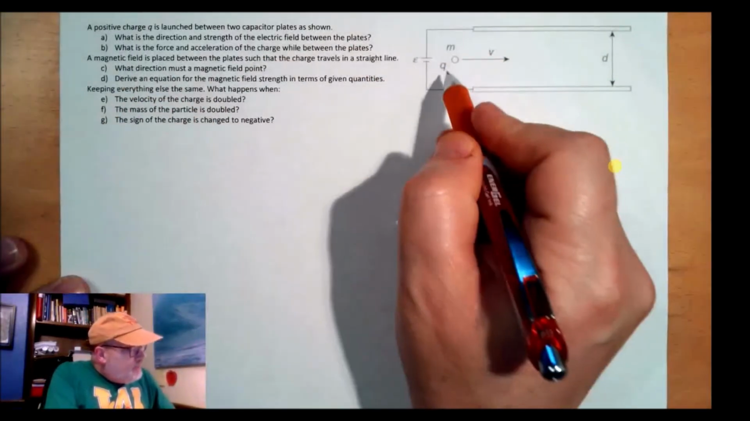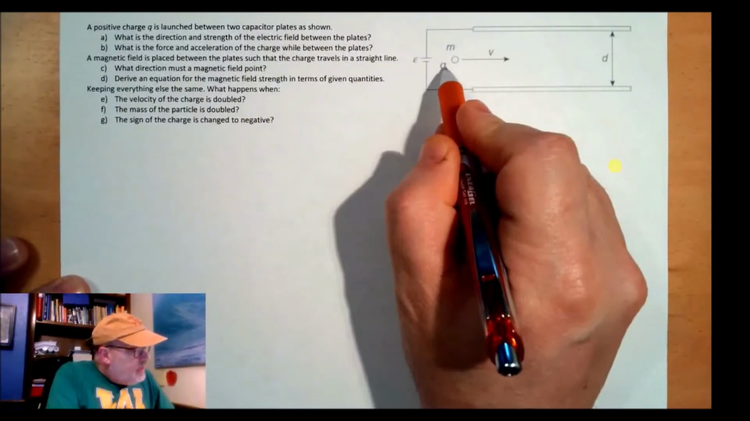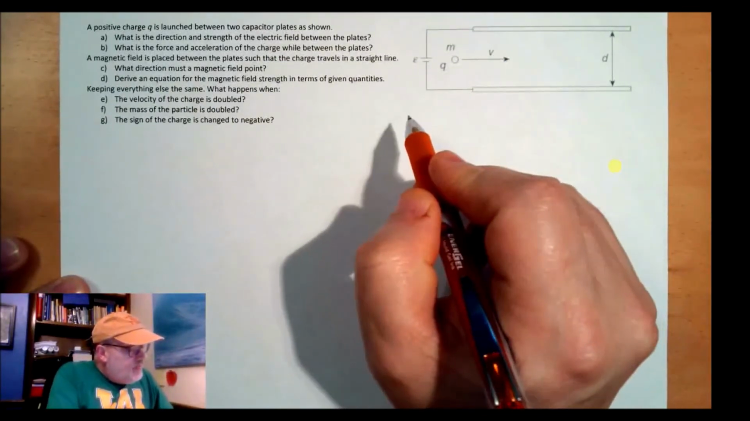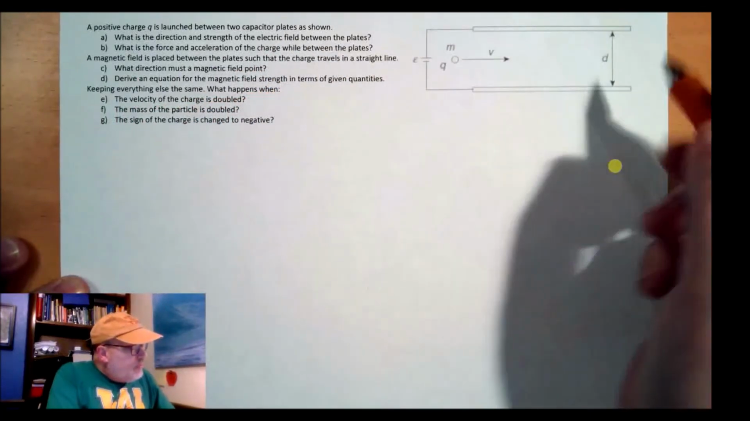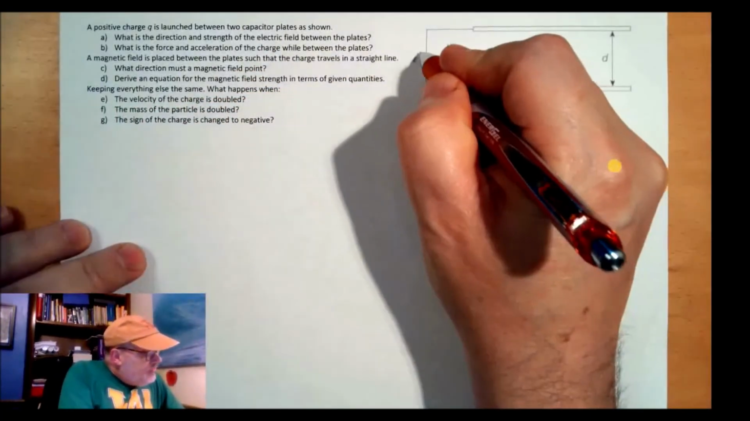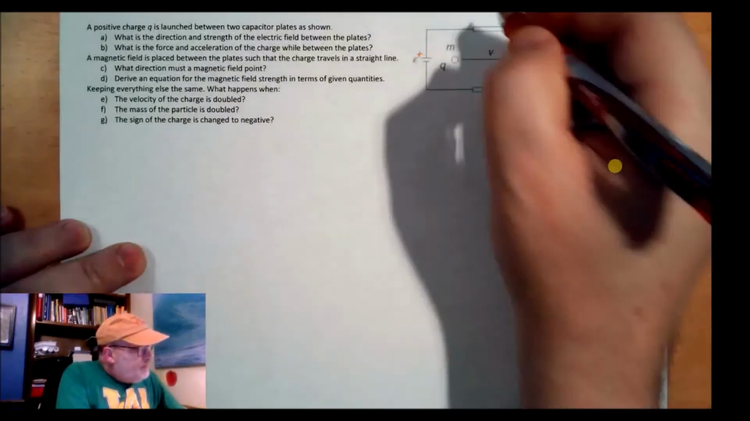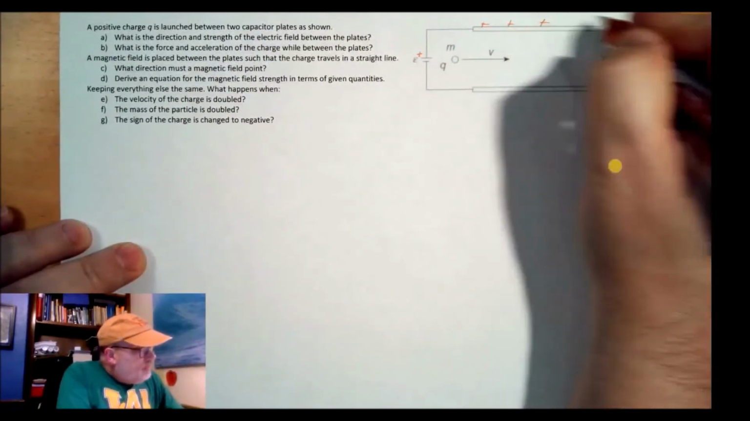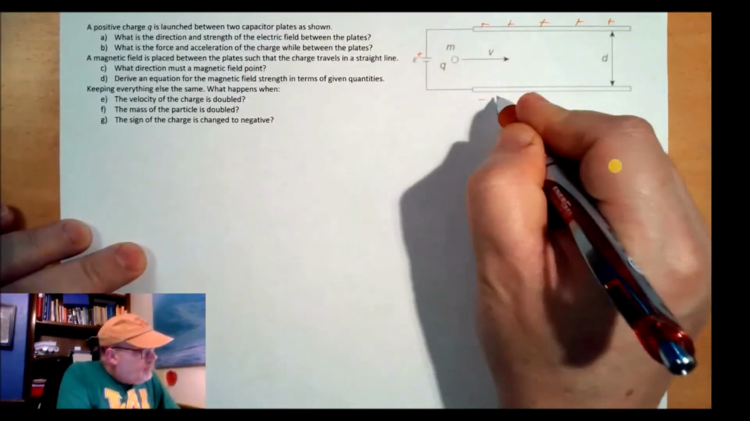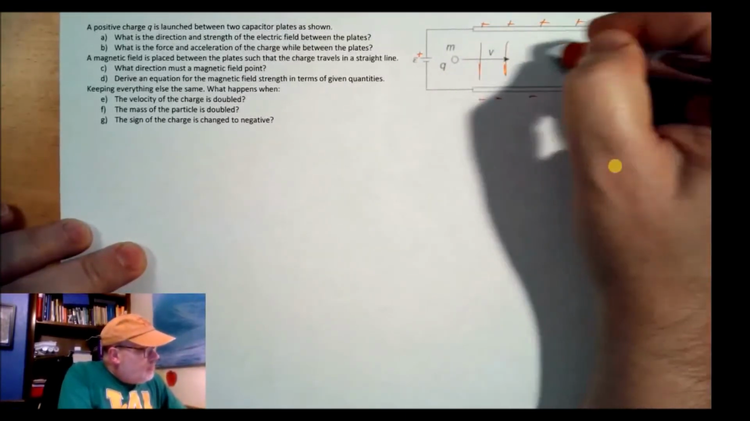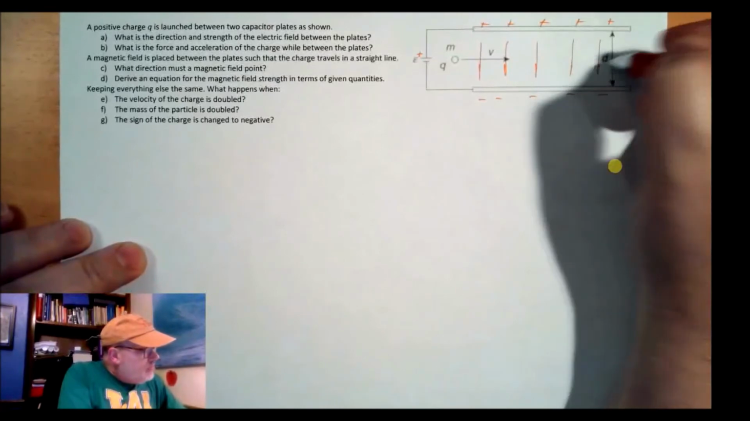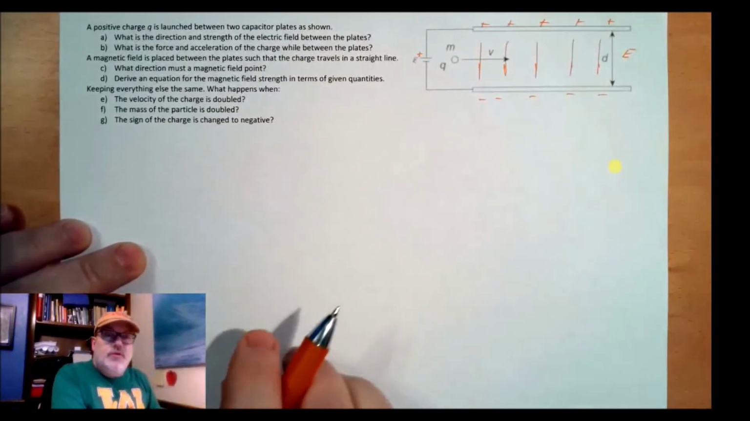So we have a positive charge right here. It's injected at a velocity of v. What is the direction of the strength of the electric field? All right, so this is the positive side of the battery, so that makes this the positive side of the capacitor up here. That makes this side the negative side. And so that means our electric field will be pointing straight down. So there's our electric field, downward.